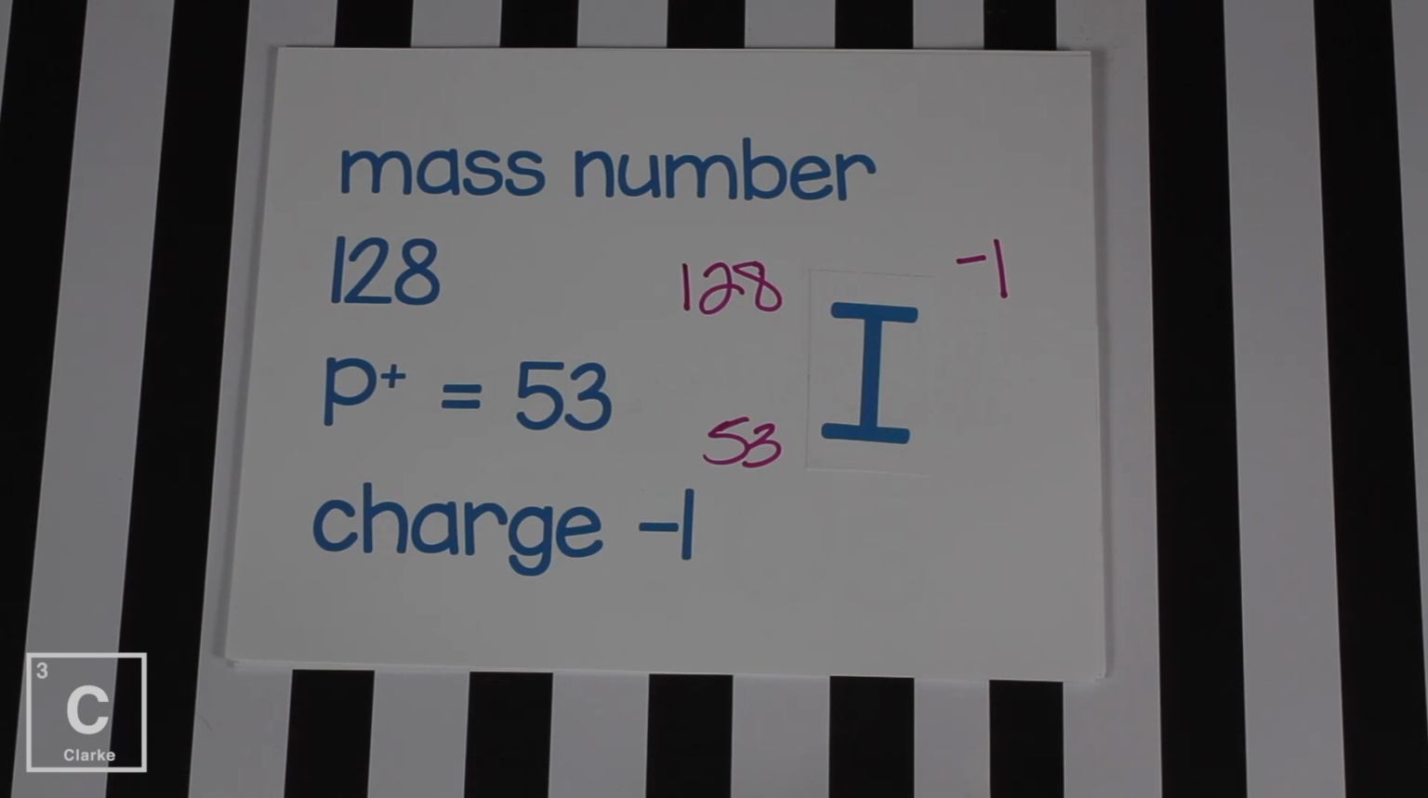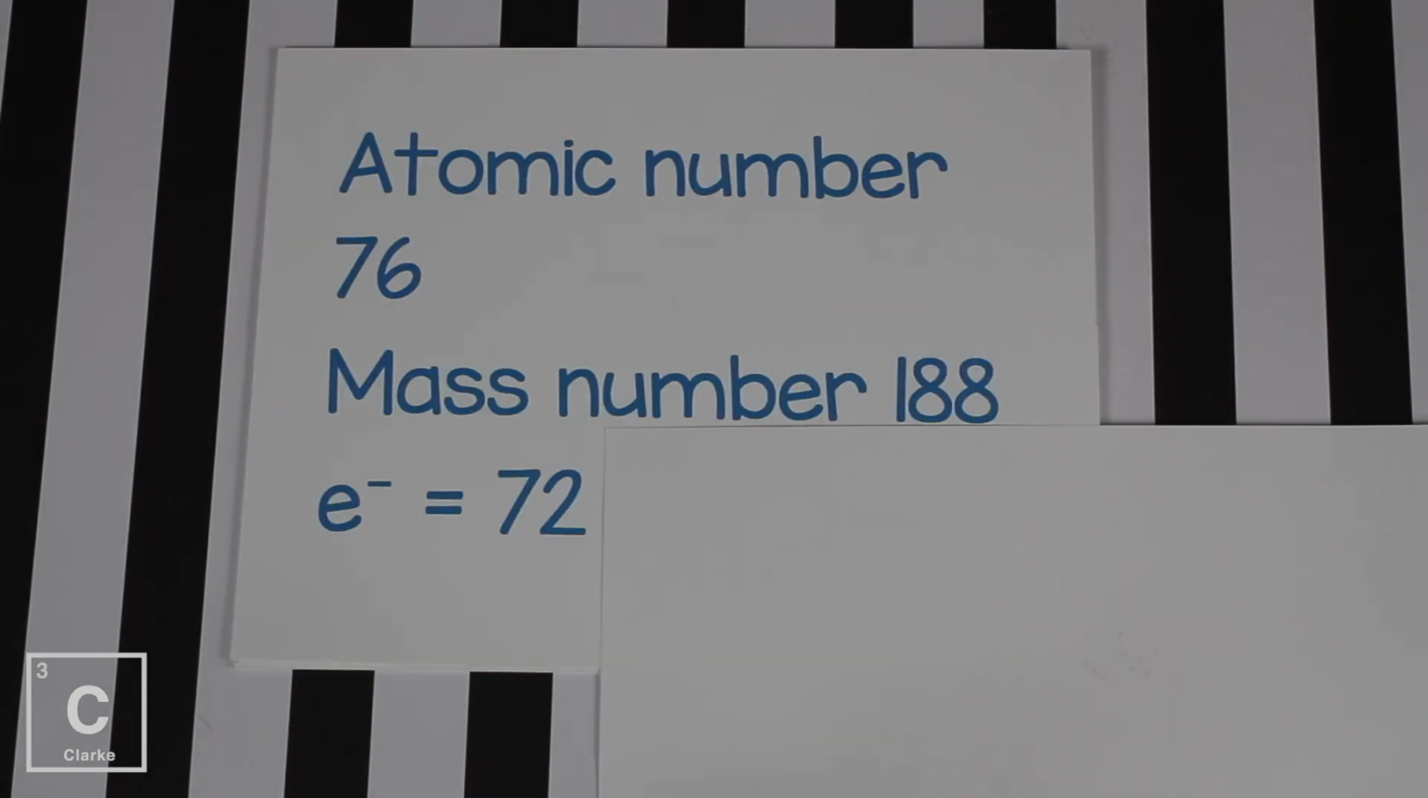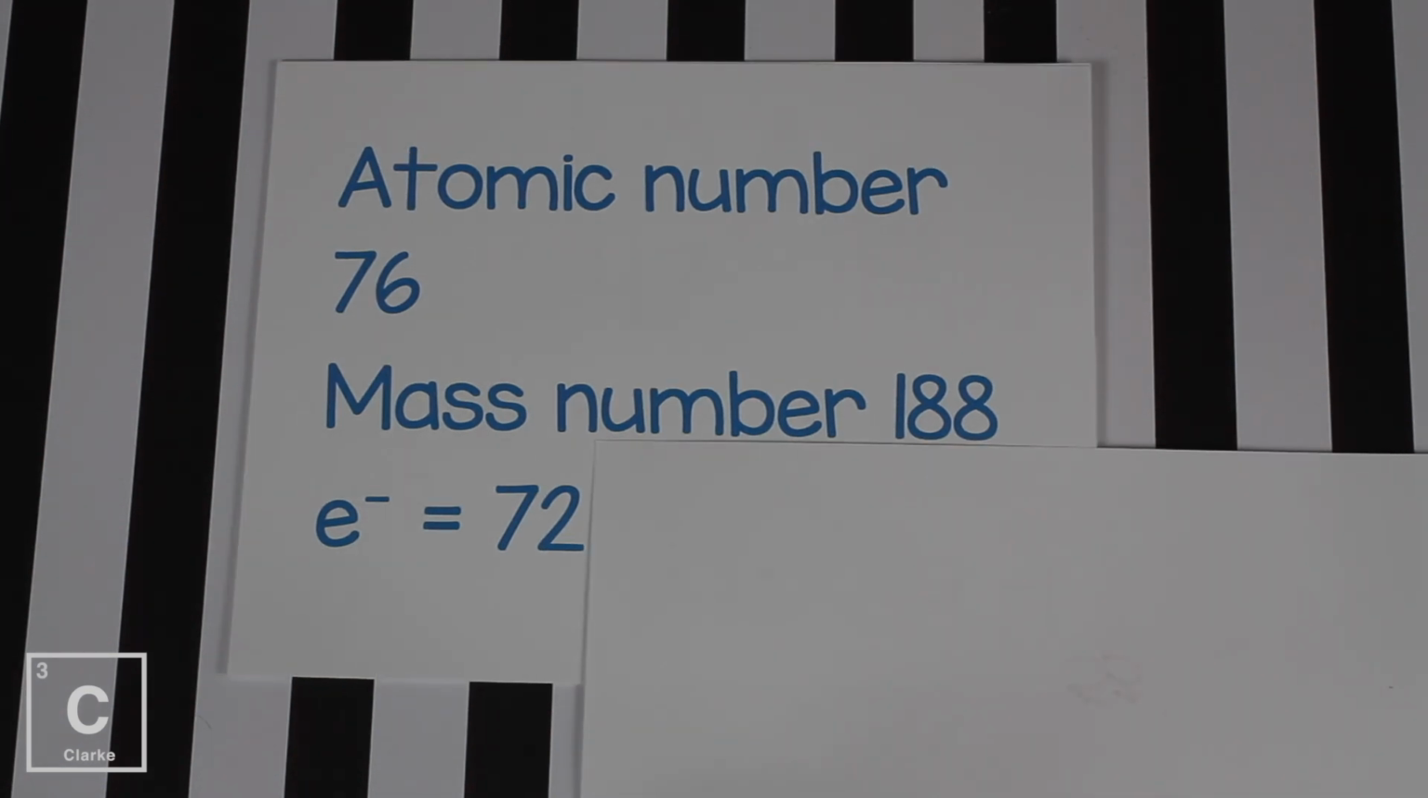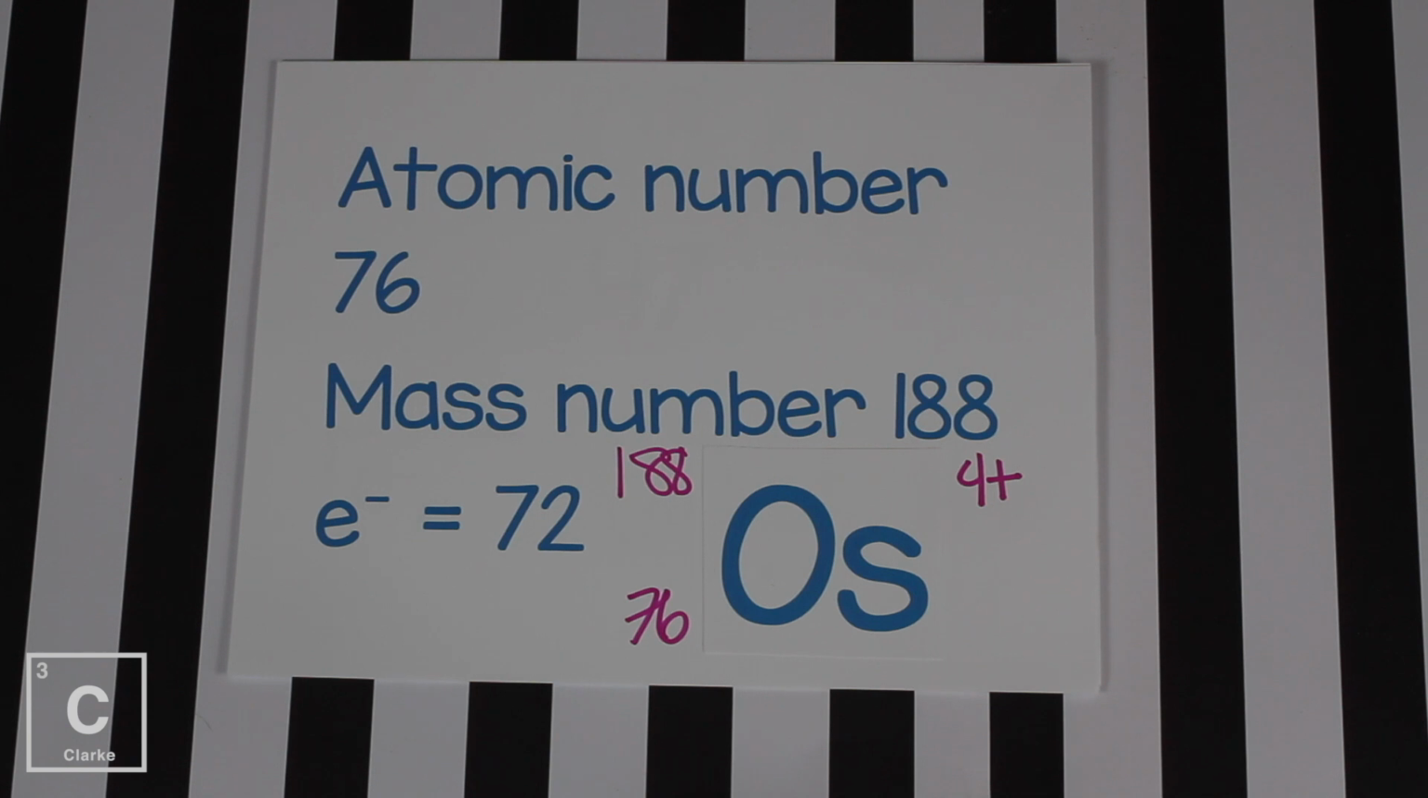Let's try another example. We're given a little bit different information. Atomic number is 76, mass number is 188, and it has 72 electrons. We need to go to the periodic table and find number 76, osmium. So the symbol is Os. So we put the mass number on top, the atomic number on bottom. But now we've got to figure out the oxidation number. Electrons is 72, protons are 76. We've got 4 more protons than we do electrons. That's why our oxidation number is 4 positive.